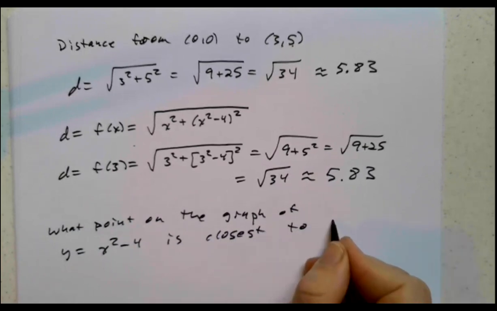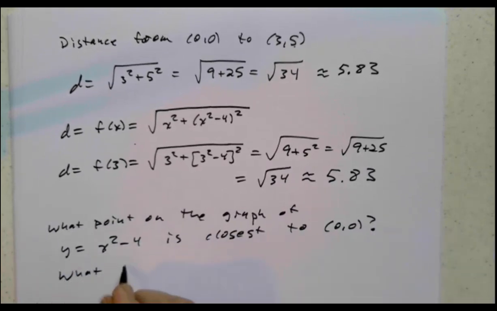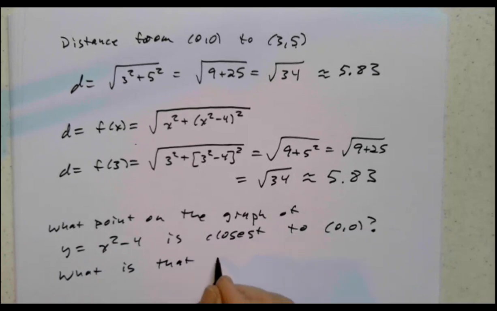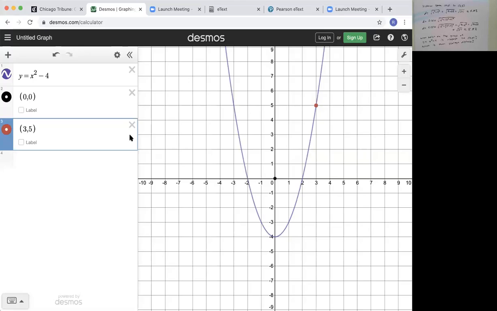And what is that shortest distance? That's what we're looking for here. What point is closest to 0, 0, and what is that shortest distance? If we had a guess, maybe around here, just eyeballing it. So somewhere around an x of 1.75 is my guess.